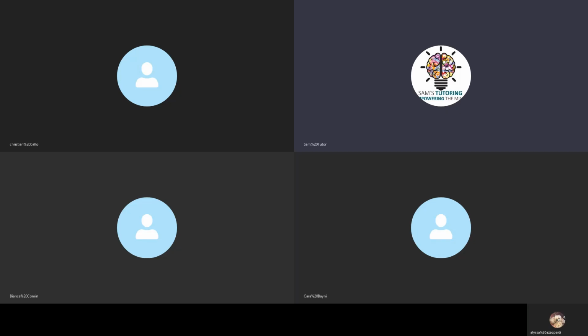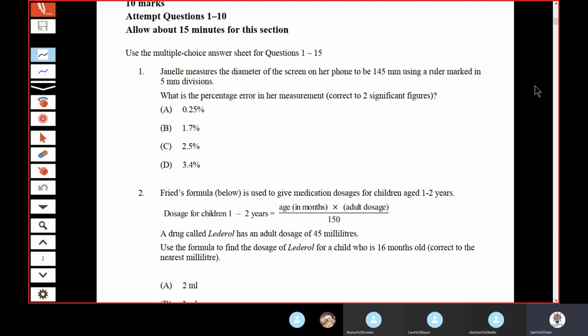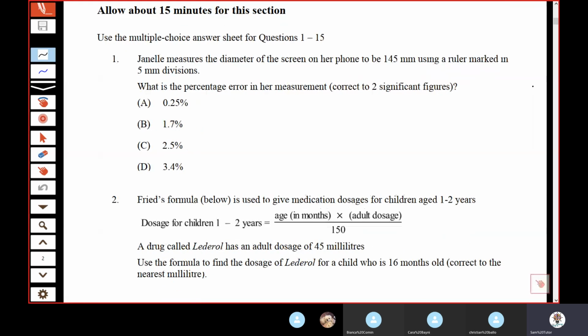All right. Question 1. Janelle measures the diameter of her screen on her phone to be 145 millimeters using a ruler marked in 5 millimeter divisions. So, what is the accuracy?